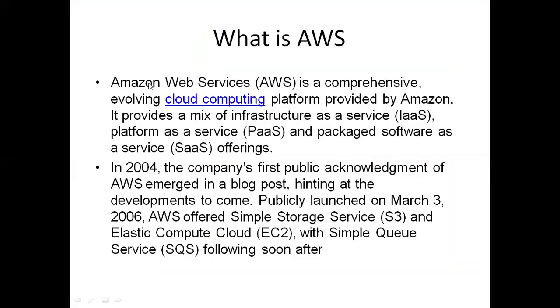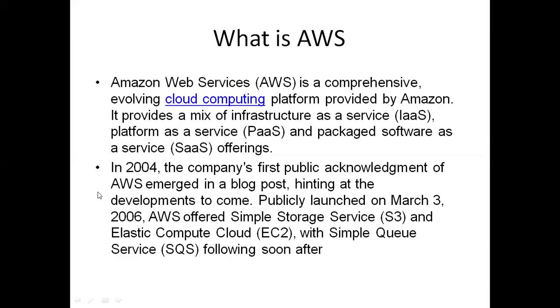So AWS means Amazon Web Service, full form, right? AWS stands for Amazon Web Service. It is a comprehensive, evolving cloud computing platform provided by whom? Amazon. It provides a mix of IaaS, PaaS, and SaaS cloud models. Yesterday we discussed: how many types of cloud models do we have? Three types. What are they? Infrastructure as a service, platform as a service, and software as a service. AWS cloud provides a mix of those three.